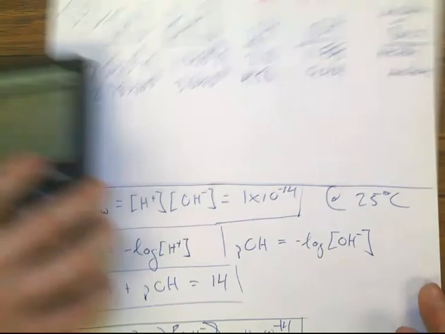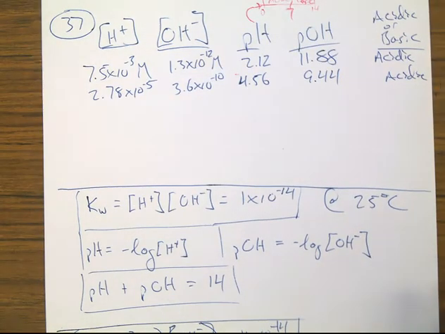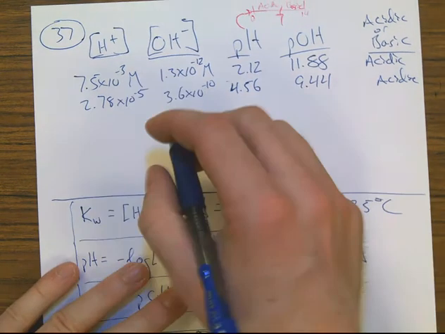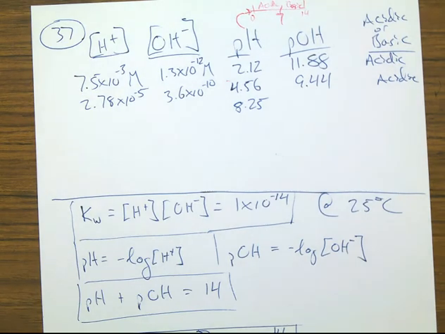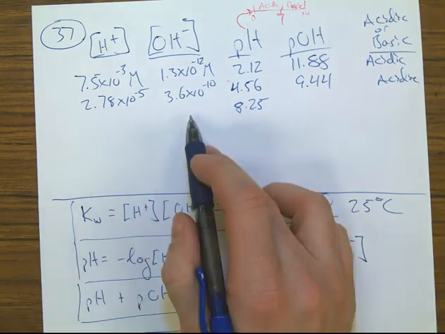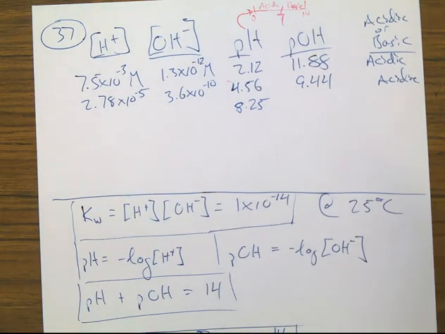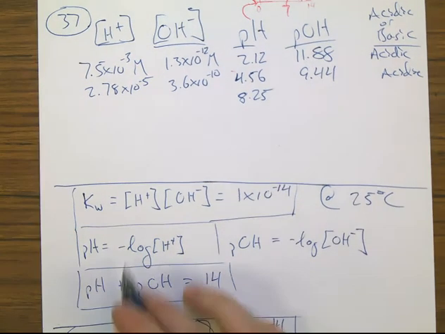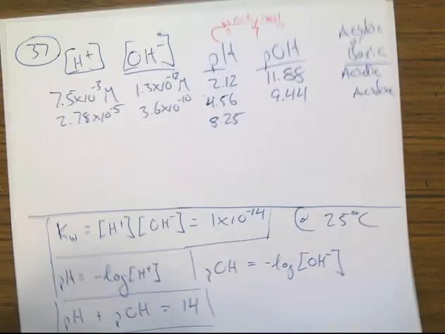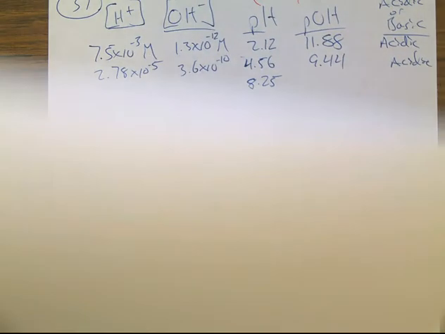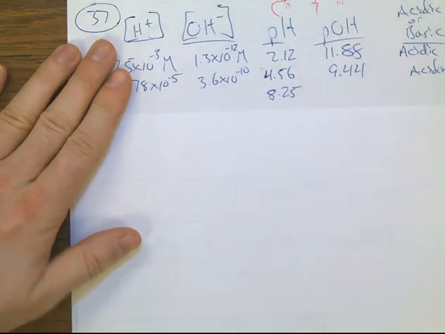All right, now the next row gives you given information on pH. It tells you it's 8.25, and you have to figure out the hydrogen ion concentration, the OH minus, the pOH, and whether it's acidic or basic. Now this time, let me do this problem on another piece of paper here. So this is our given information.